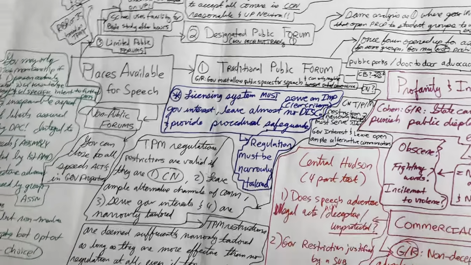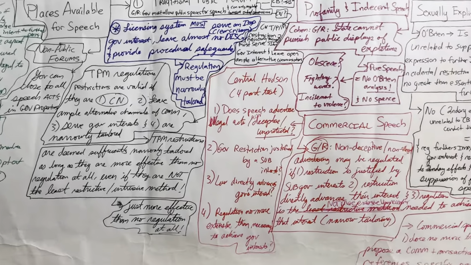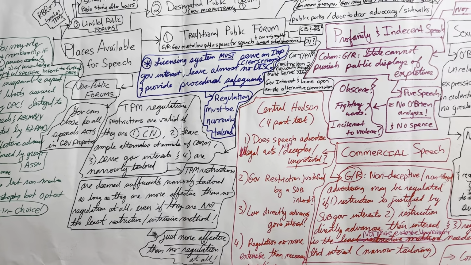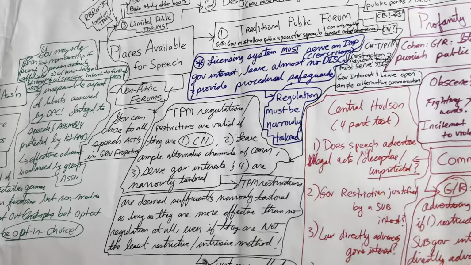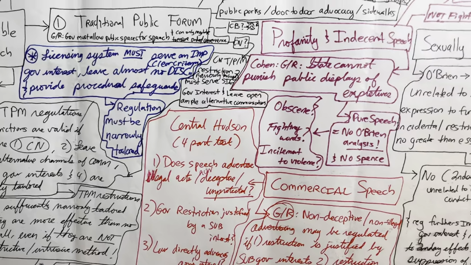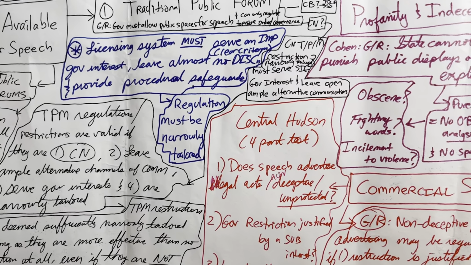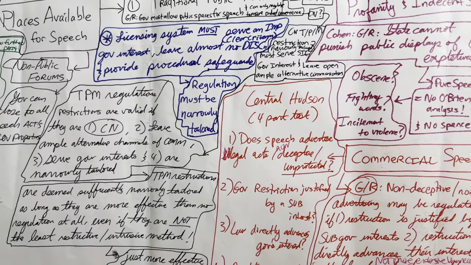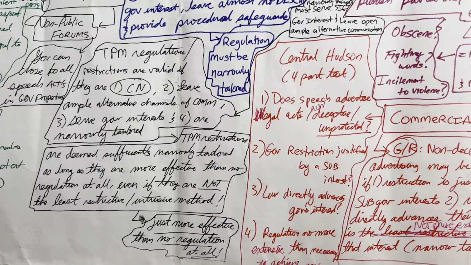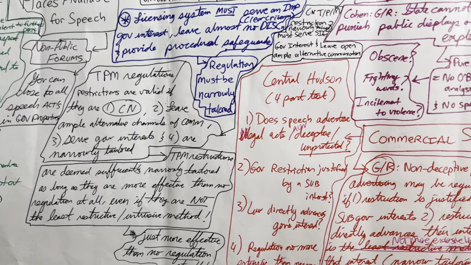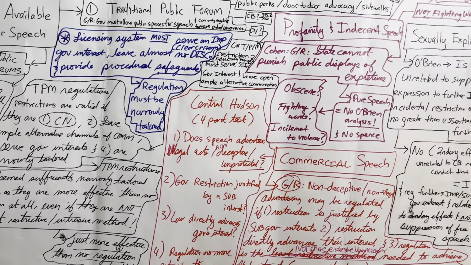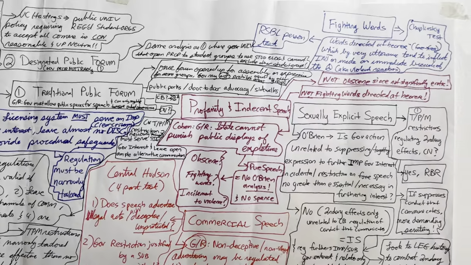So does a speech advertise illegal acts or deception, or is it unprotected in the Central Hudson test? Does it advertise illegal acts, such as that example of false advertisements? Is a government restriction justified by substantial interests? And is the law directly advancing the government's interests? And is a regulation no more extensive than necessary to achieve government interests? If those pass, then the government may actually regulate the commercial speech, even if it only relates to a commercial transaction.